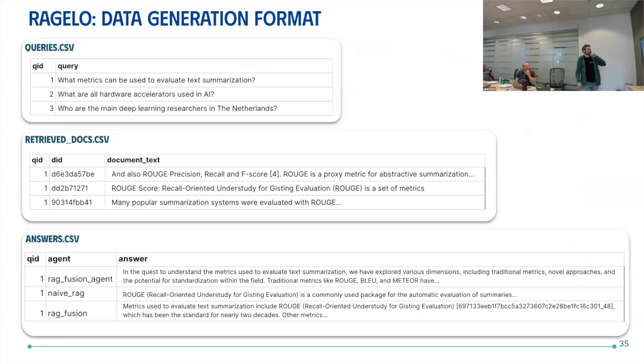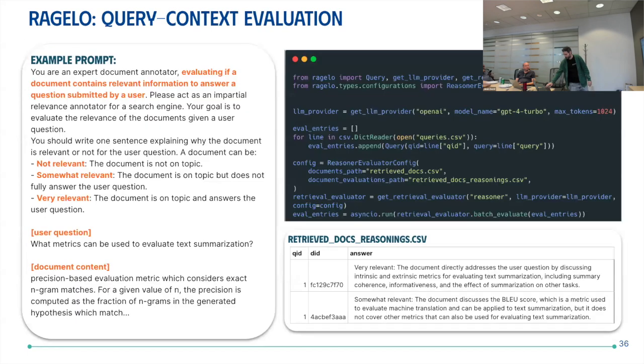So in practice, that's how it looks. You have just a CSV with queries. These are the documents with some document ID and the passage extraction. And then the answers, where you have the name of the agent and then the answer that may have citations that point at these document IDs. That's the format we pass.